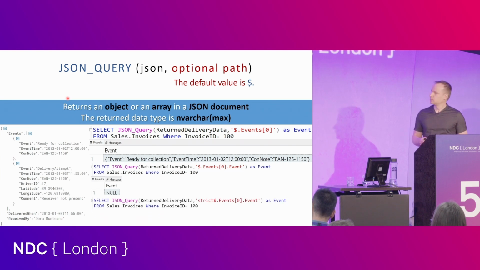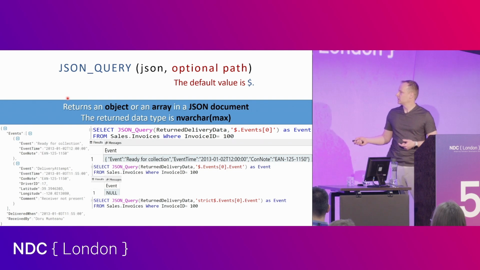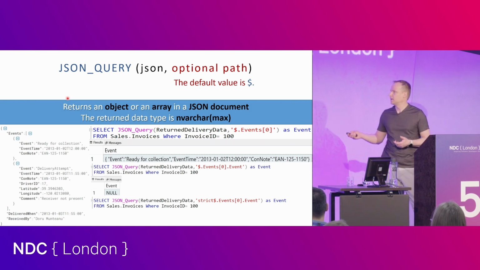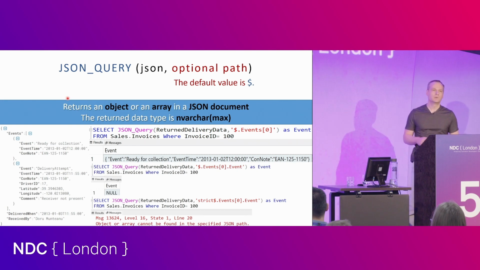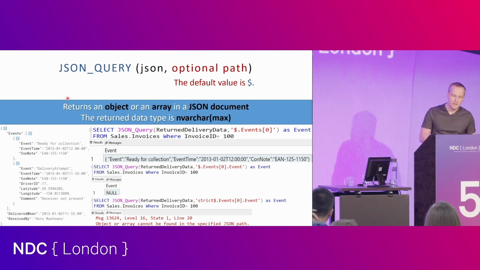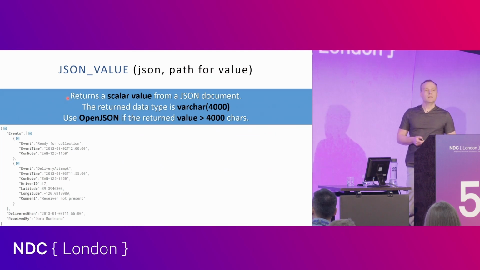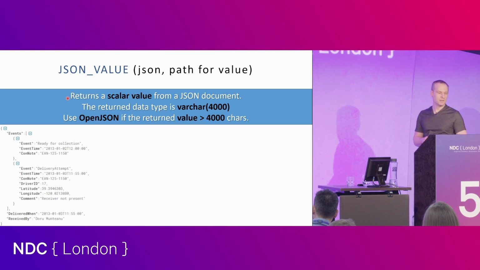Now, let's look at strict. We talked about strict before. Let's say we are looking at strict events[0].event. Now I know that this exists, because by default this is lax, so it doesn't care if it's there or not. But in this case, it's there. At least we are going to be able to see the error here because we are using strict. As you can see, it says object or array cannot be found. So if we want to get the value, then we need to use the JSON_VALUE function. And the JSON_VALUE function is very close to JSON_QUERY.